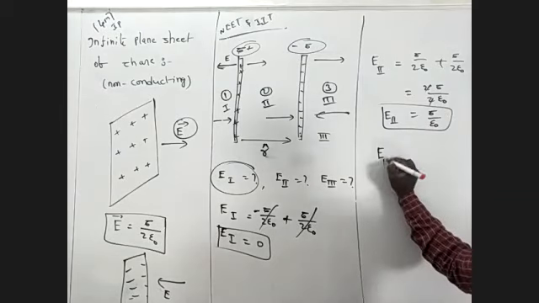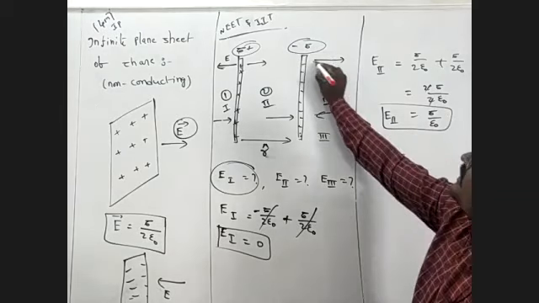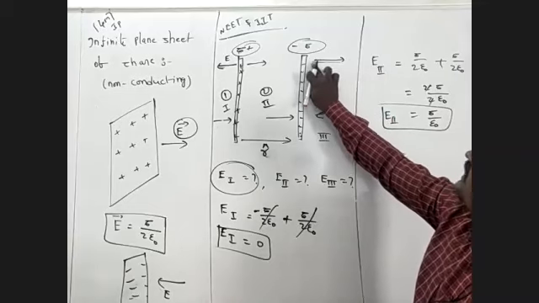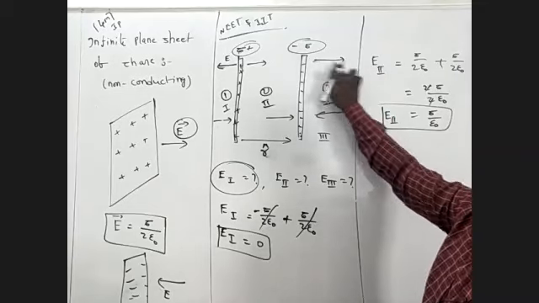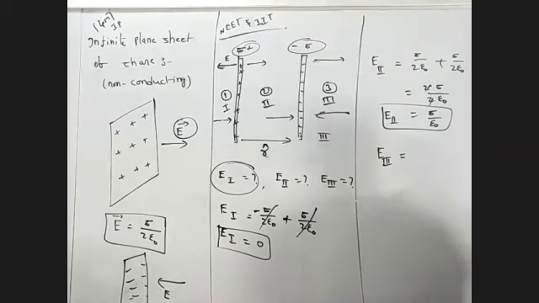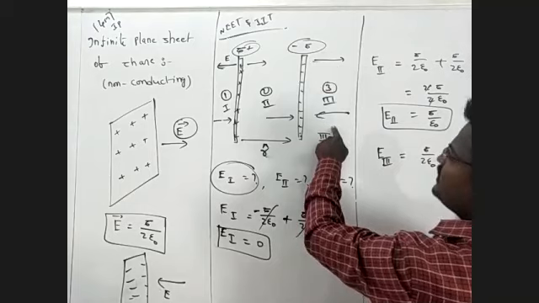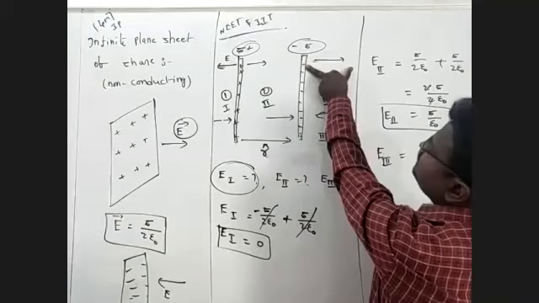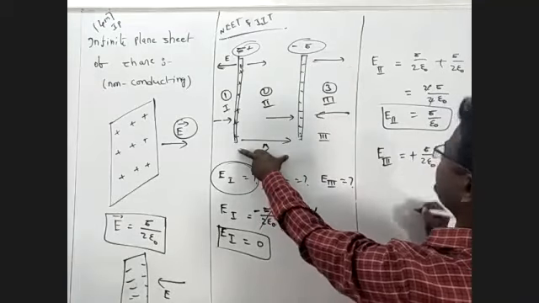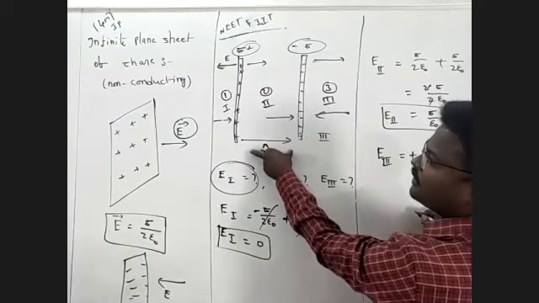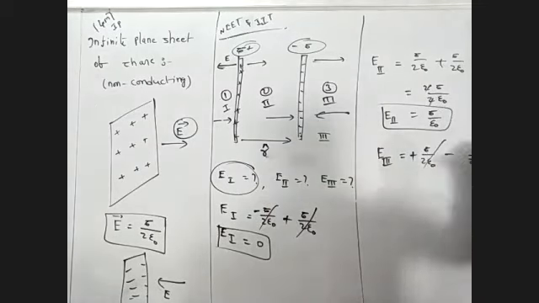Next, in region 3, you see this is the direction of electric field. Both are in the opposite direction. For this one, sigma by 2 epsilon naught; for this one, sigma by 2 epsilon naught. But where the direction of E bar and R bar are both in the same direction, it means plus. Where the direction of E bar and R bar are in opposite directions, it means minus. Both cancel each other.